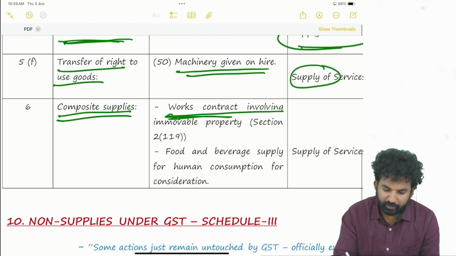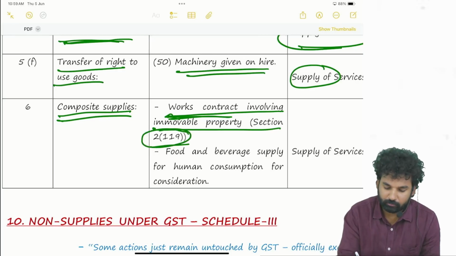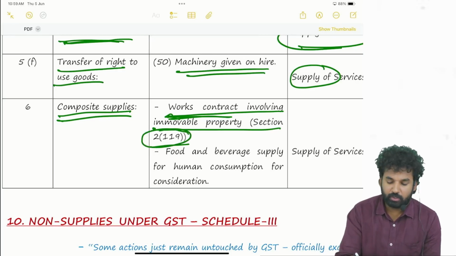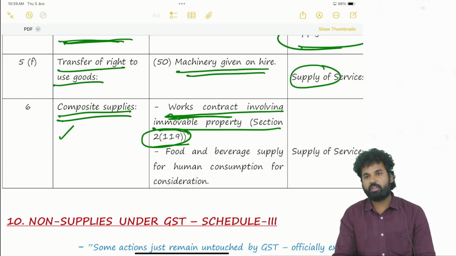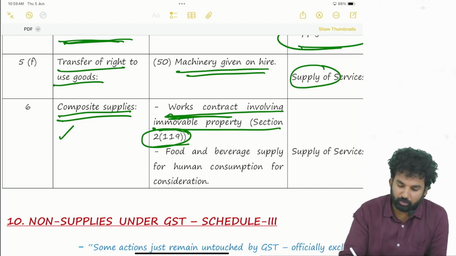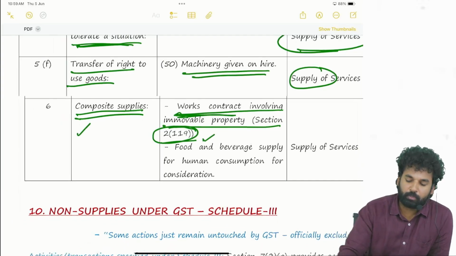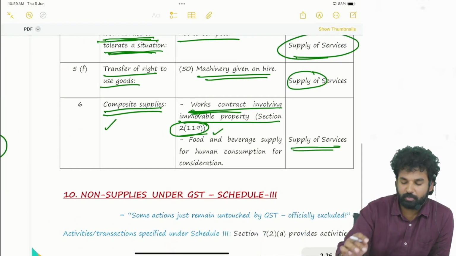So works contract involving immovable property, section 2, subsection 119, the definition will be given there. There you will find many activities like construction, renovation, fabrication, painting, likewise many activities. So with respect to immovable property, that is a supply of service. There in the ICA material we will study.